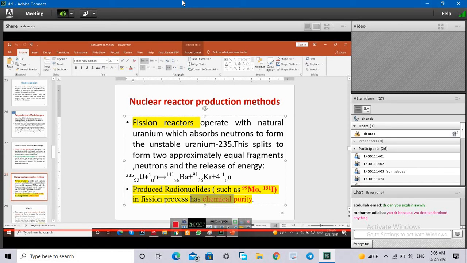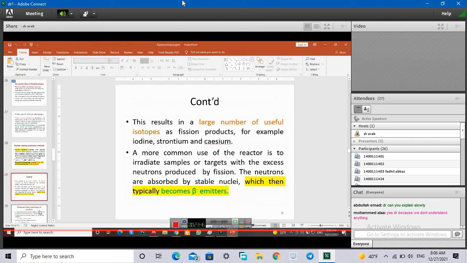In the fission reaction, we can produce radionuclides such as molybdenum and iodine, and in the fission process we can produce radionuclides with high chemical purity. This property is very, very important. As I said, in fission we have a large number of useful isotopes that can be used as radiodrugs, such as iodine and molybdenum.